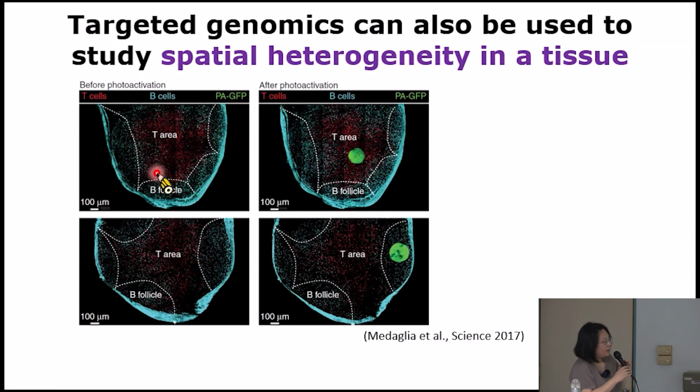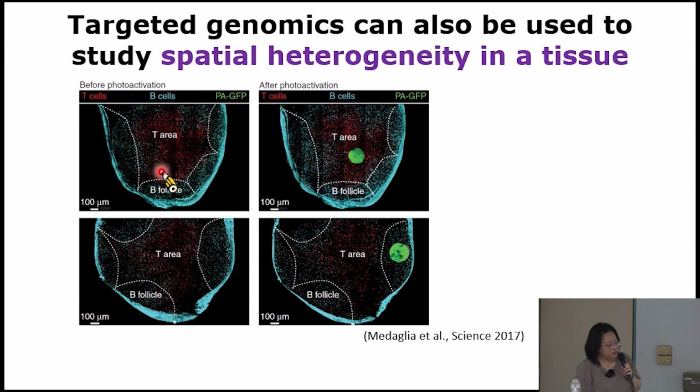Now, a similar method can be applied to study spatial heterogeneity in a tissue. What I'm showing you here is 2 different mouse lymph nodes. The lymph node is our immune organ, right? And in the lymph node, there is some heterogeneity that people are really interested in. It was reported previously that near the inner part of the lymph node there are more T cells, called the T area. On the other hand, near the outside of the lymph node there are more B cells, called the B follicle region, or the B cell niche.